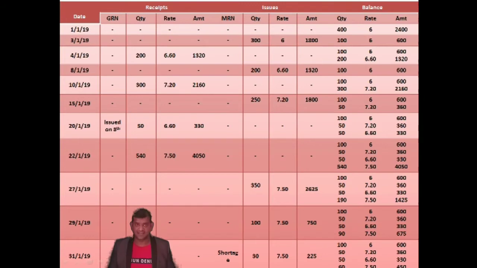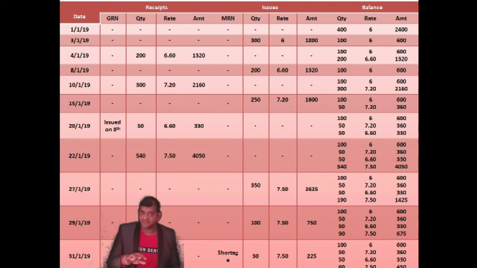So GRN nil, quantity 300 units, rate per unit is 7 rupees 20 paise, and the amount comes to 2160 rupees. Issues column: MRN nil, quantity nil, rate nil, and amount also nil. In the balance column, 100 units at rupees 6, that is 600 rupees, and 300 units at 7 rupees 20 paise per unit, that comes to 2160 rupees.